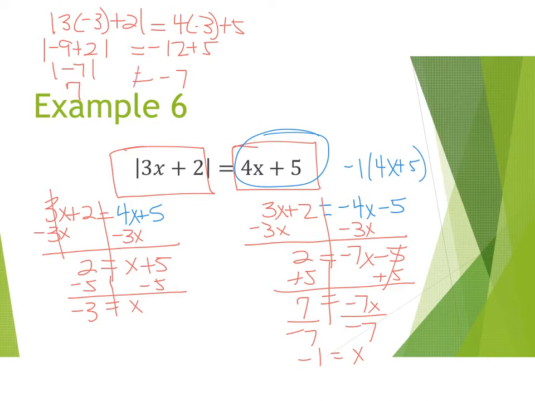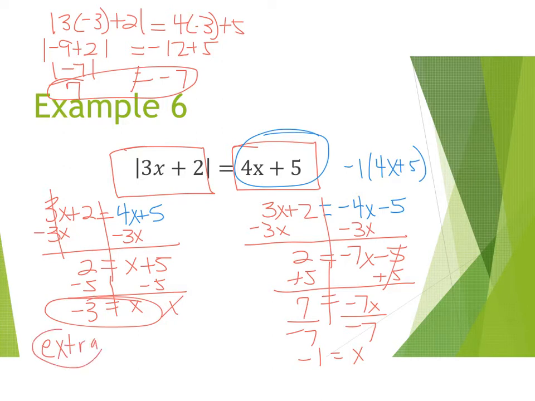Alright, positive 7 does not equal negative 7. So guess what? This solution here, x equals negative 3, it does not work. It is what's called an extraneous solution, E-X-T-R-A. So you have the word extra there. Extraneous is spelled A-N-E-O-U-S. What extraneous is, it's an extra solution that when you plug it in the original problem, and you always substitute in the original problem, when you put it in there, it doesn't work.